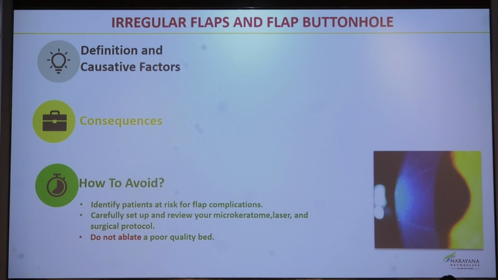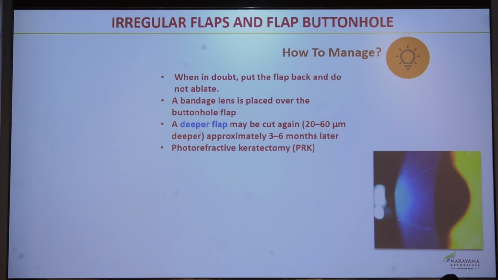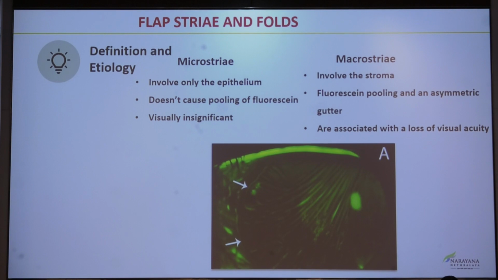The most important part of flap buttonhole: in the previous complication, we can go ahead with the ablation. But here, be cautious, do not ablate a poor quality bed. Do not ablate in case of a flap buttonhole. It's better to wait, let the buttonhole heal, and then you can go for a deeper flap at a later time. So the next important one is flap striae and folds.